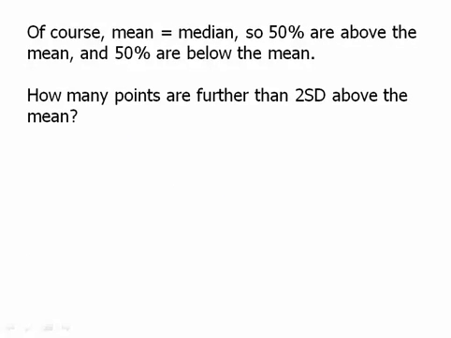How many points are further than two standard deviations above the mean? Well, think about this. We'd have to take that 50% that's above the mean, subtract the 34% that's between 0 and 1 standard deviation, and then subtract the 13.5% that is between 1 standard deviation and 2 standard deviations, and that will just leave a little bit up in the tail. So 50 minus 34 minus 13.5 gives us 2.5. So 2.5% of the population is above 2 standard deviations above the mean.